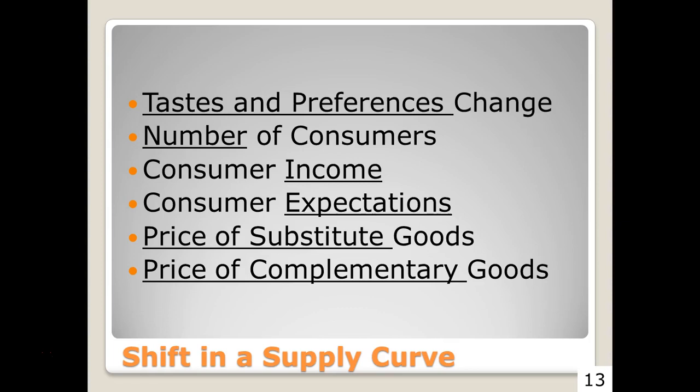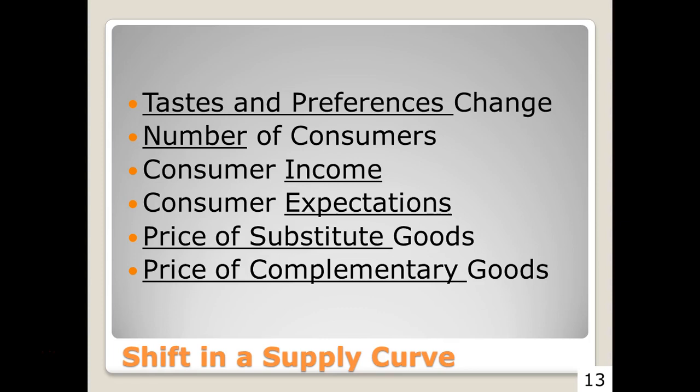Tastes and preferences can change. Maybe people want this new product more. Maybe Beyonce started using Galaxy phones, and so people want to buy Galaxy phones more. That means that at every price of Galaxy phone, people want to buy more of them. Or if it turns out that Galaxy phones cause cancer, people want to buy fewer Galaxy phones at every price. That's a shift.